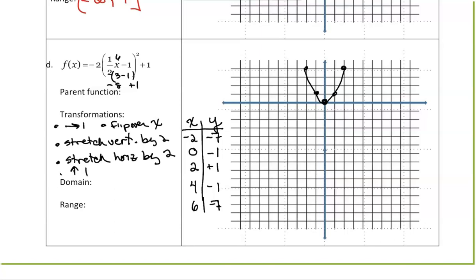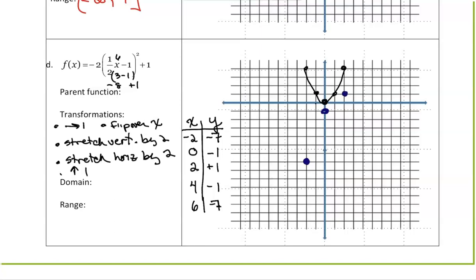Okay, so now plot these. Go over -2. 1, 2. Let me change my color. So over 2, down 7: 1, 2, 3, 4, 5, 6, 7. That's one point. Go to 0, -1. It's another big point. 2, 1, 2, +1.